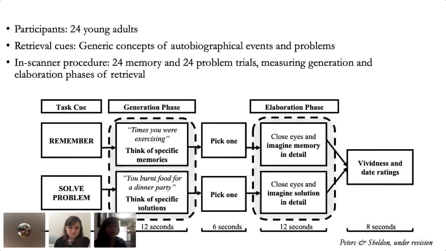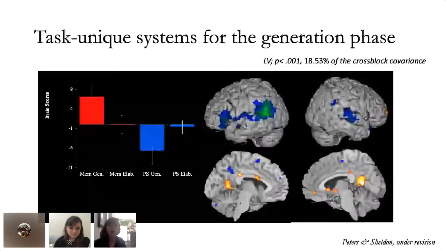So we asked people to think about multiple memories or solutions to these cues, and then pick one and elaborate on that memory in detail. So we have this generation and elaboration phase. And again, we turn to PLS to compare and contrast neural activity during these phases of memory and problem solving.